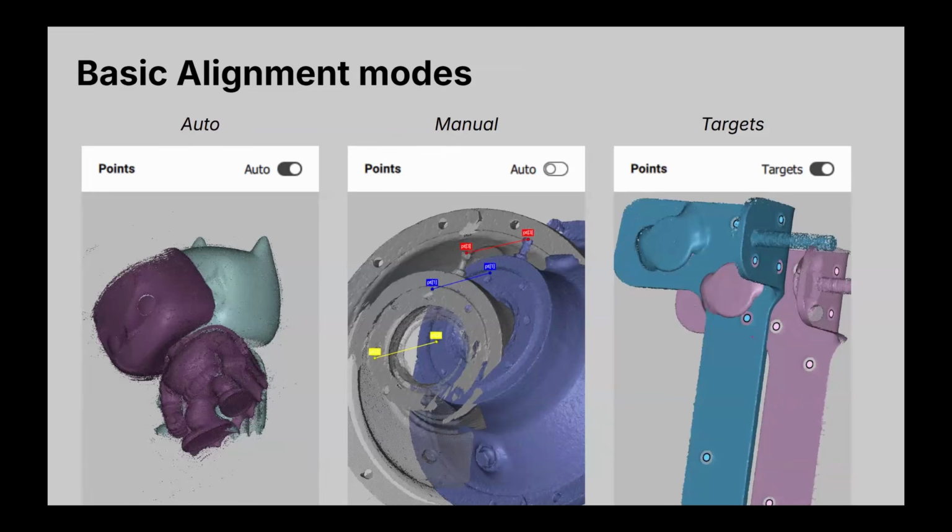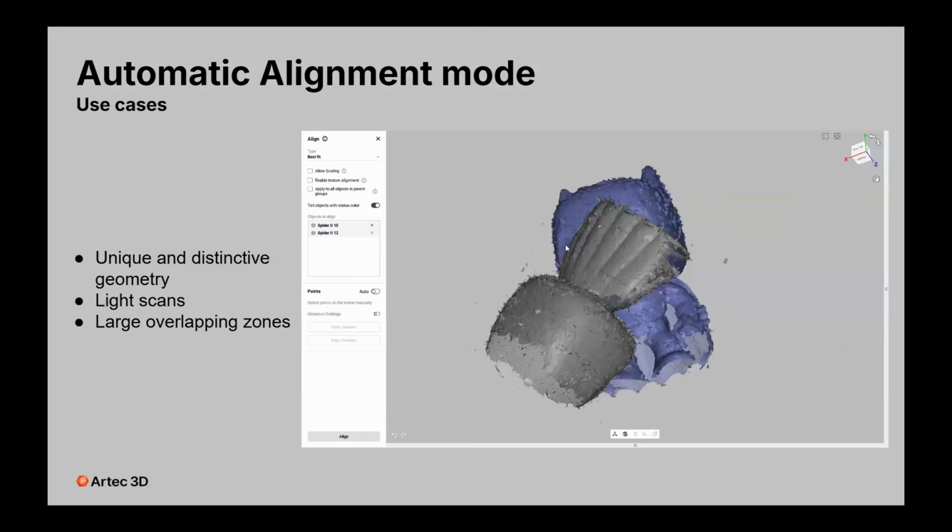So of course, first of all, we have the automatic mode. You can enable it by enabling this toggle right here, which says points. If you enable it, then the auto alignment will be enabled as well. You can disable this toggle, and then the manual alignment method will be used. And finally, for the Artec point, for example, we have the targets alignment mode right here. So now we're going to cover them in depth.